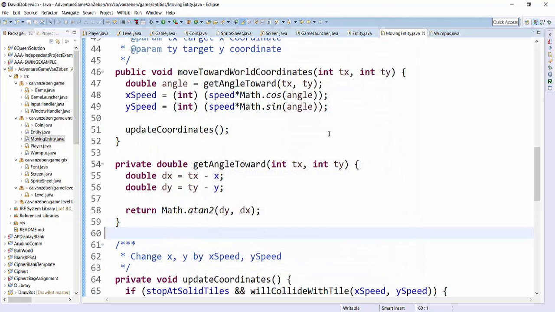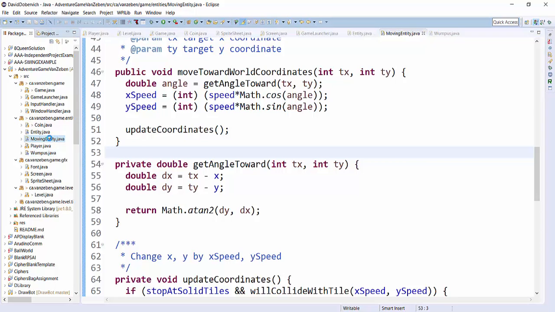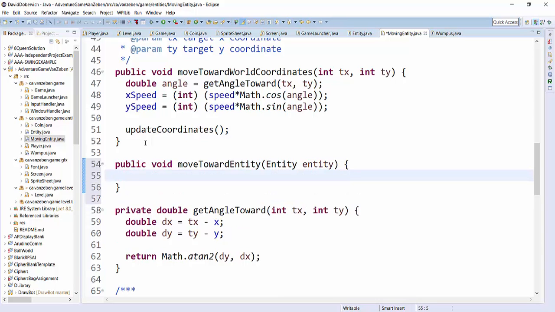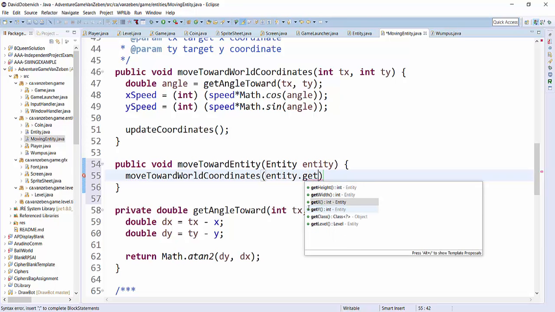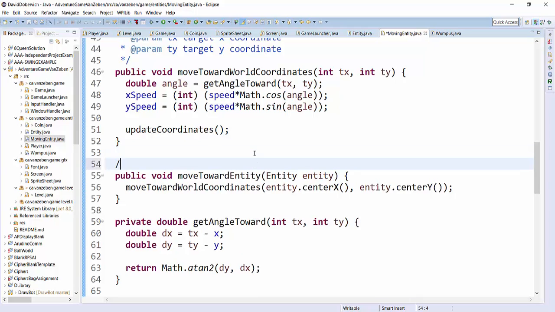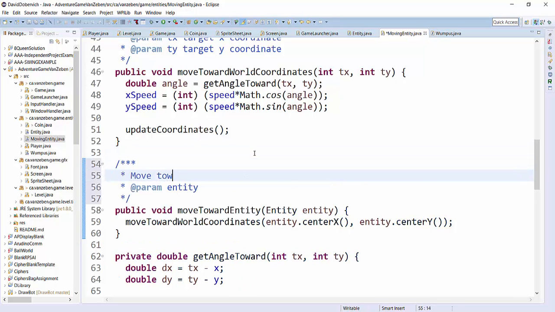Let's add a slightly modified version of this where we can have them run toward another entity. Here in moving entity, we've got move toward world coordinates. Let's add move toward entity, and we take an entity as an input. This is easy enough. If we want to move towards an entity, we just need to know what world coordinates that entity is at. Then we'll run move toward world coordinates for that entity's get x and get y. Instead of get x, get y, I'm going to use the center x and center y, because we want to run towards the center of another entity. That was very fast.